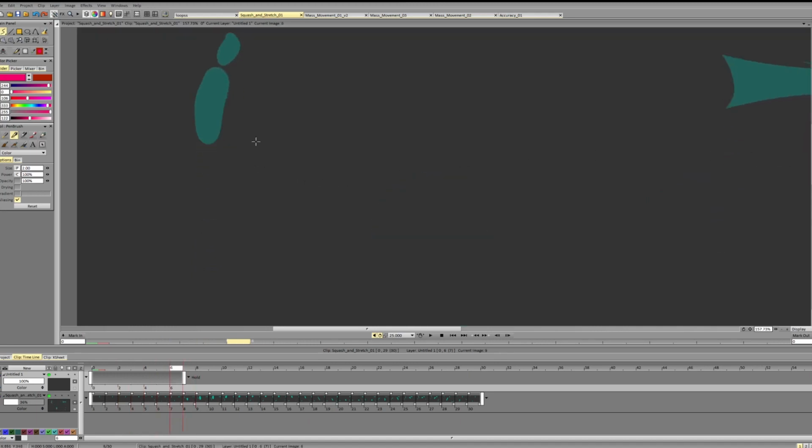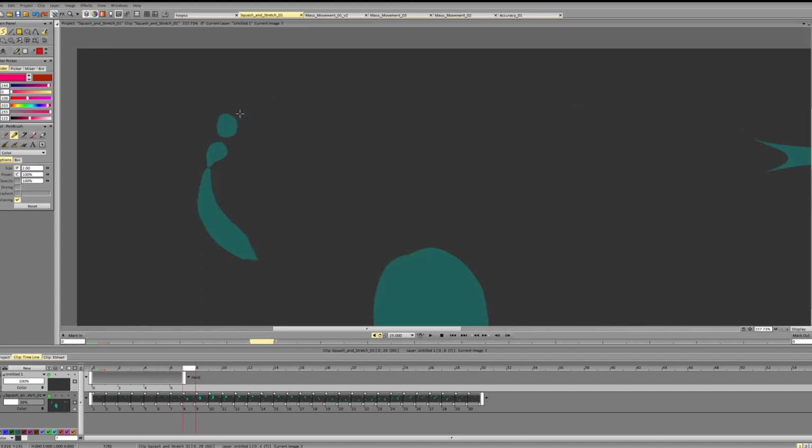Then, since we were making soft rounded shapes, I would continue to round the shape here so that it matches the overall quality of other frames. I would also smooth this edge.